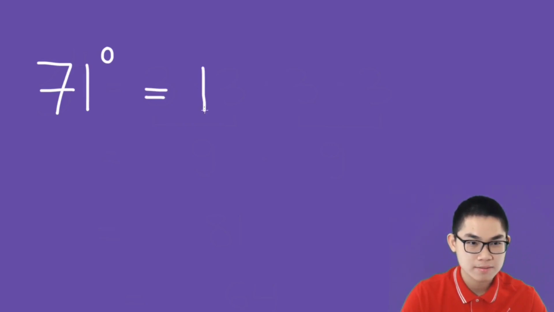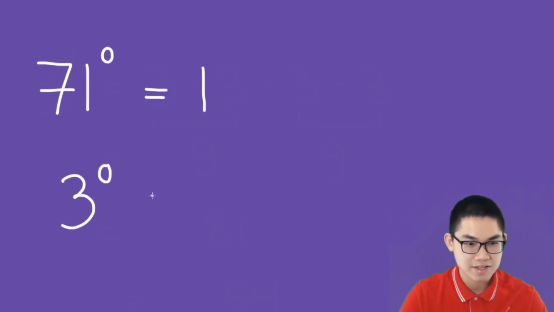What if you get a number to the power of 0? So what is 71 to the power of 0? It is quite easy. Whenever you get a number to the power of 0, the answer will always be 1. So if I say 3 to the power of 0, what is the answer? Well, it's also going to be 1.